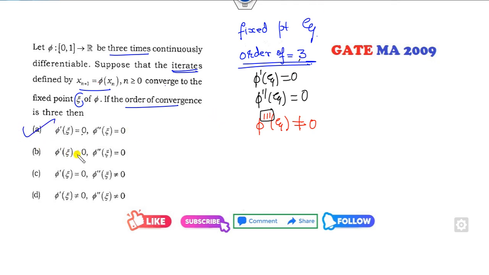First derivative non-zero: wrong answer. First is greater than 0, fine, but second is non-zero: wrong answer. Both are non-zero: wrong answer. A is my correct answer. And you can see hardly 10 to 15 seconds are needed to think about the problem.